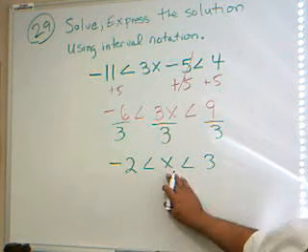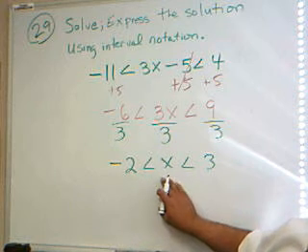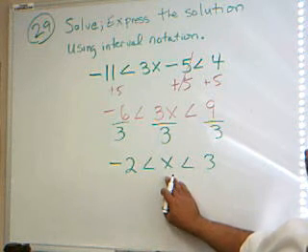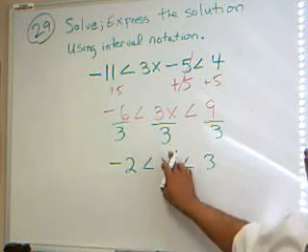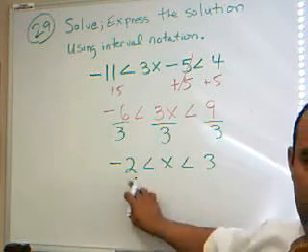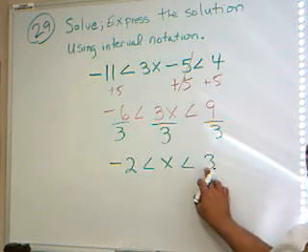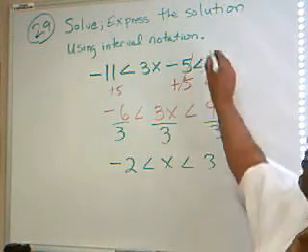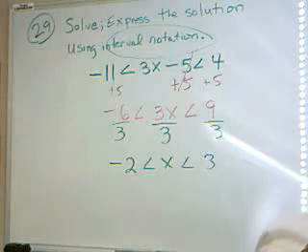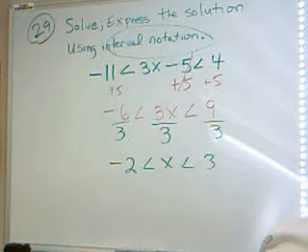Now let's try saying this again. When you get this answer, this is the answer in inequality notation, and we would read it from the center out. X is greater than negative 2, and x is less than 3. But that's not the answer the way they wanted it. They wanted the answer in interval notation.